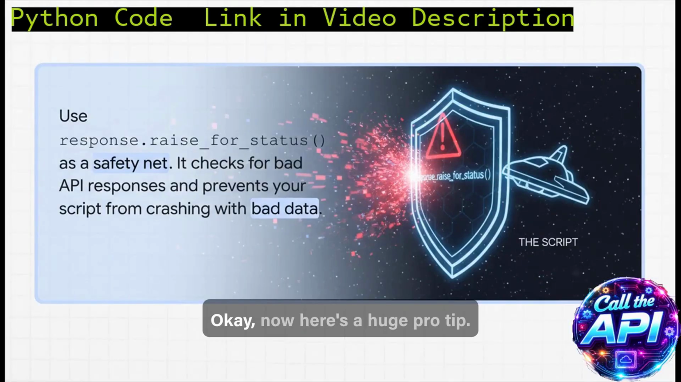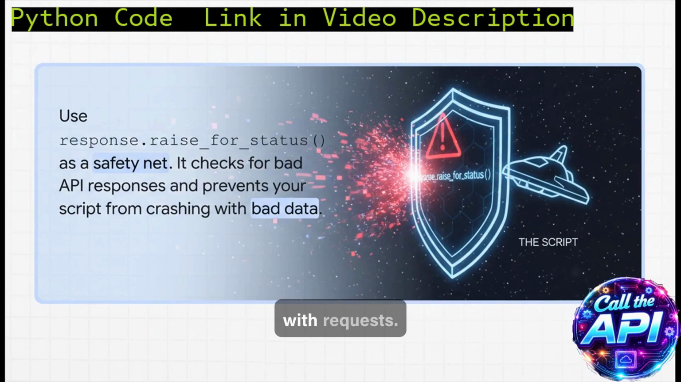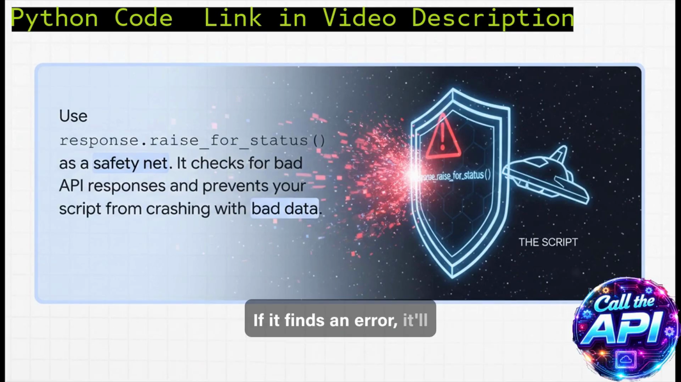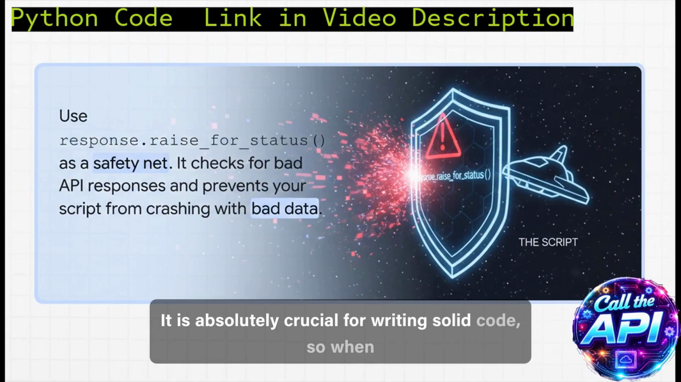Okay, now here's a huge pro tip. Please do this. Right after you make your API call with requests, the very next line should be response.raise_for_status. This is your safety net. It automatically checks if something went wrong, like the server is down or you made a typo in the URL. If it finds an error, it'll stop your script right there instead of letting it crash later on with confusing errors. It is absolutely crucial for writing solid code.